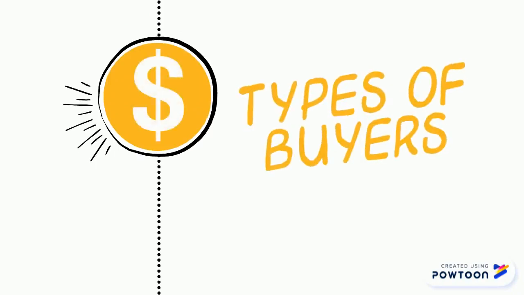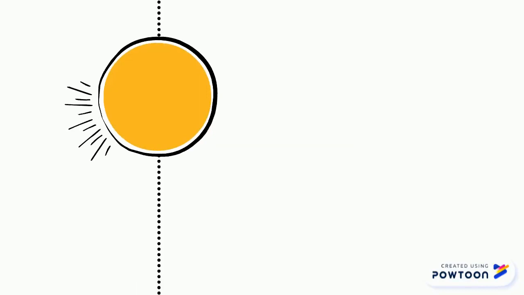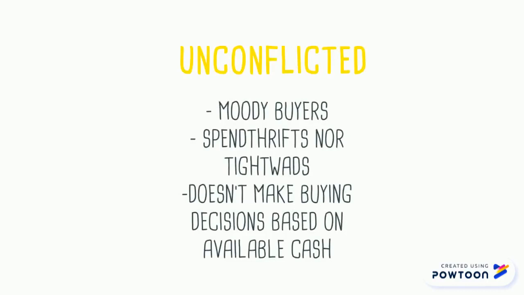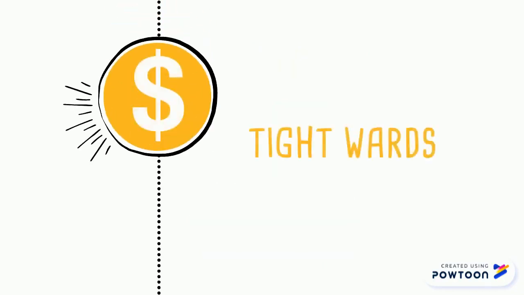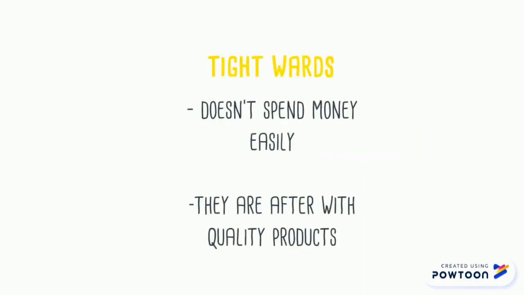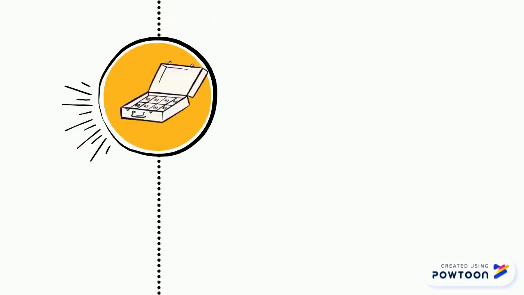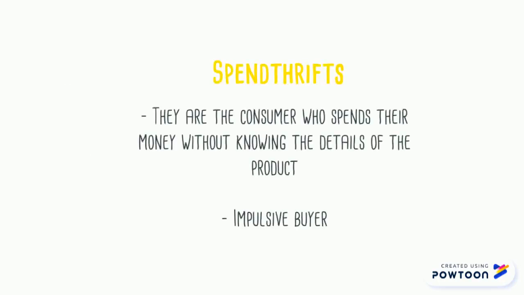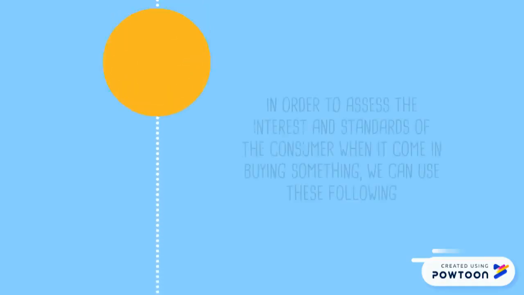The types of buyers. First is unconflicted. They are known as moody buyers, neither spendthrifts nor tightwads. They don't make buying decisions based on available cash. Second is tightwads. The ones who don't spend money easily, and they are after quality products. Third is spendthrifts. They are the consumers who spend their money without knowing the details of the product, and are impulsive buyers.